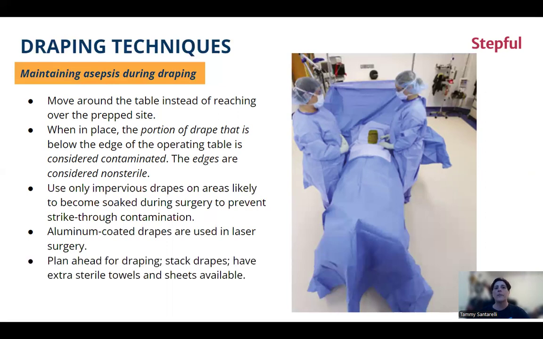Plan ahead for draping. Stacked drapes have extra sterile towels and sheets available. So when you're setting up the case and you are getting your towels and your drapes ready, you would go bottom to top. In other words, your last drape would be on the table first, right? Then your towels, right? So whatever you pass off first should be the first thing.